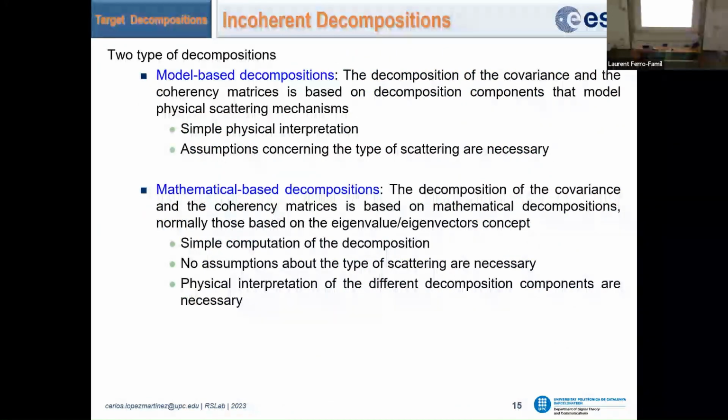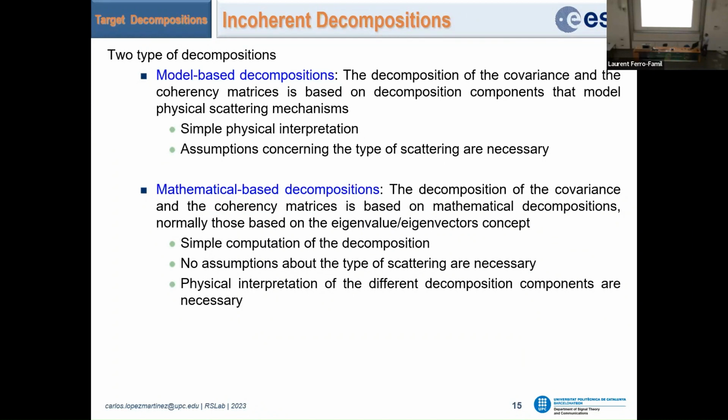So in the case of the target coherent-incoherent decomposition, we have two families of decompositions: model-based and mathematical-based. Model-based are those decompositions imposing physical behaviors from the beginning. They mimic somehow the decomposition of the scattering matrix. We fix single bounce, double bounce, and volume. Therefore, the physical interpretation is super easy because I fix from the beginning the physics of the data.